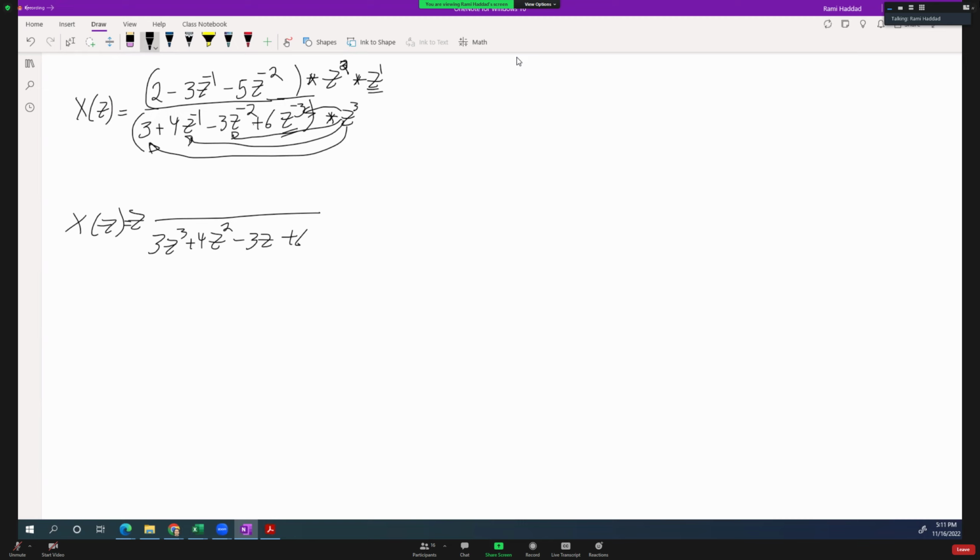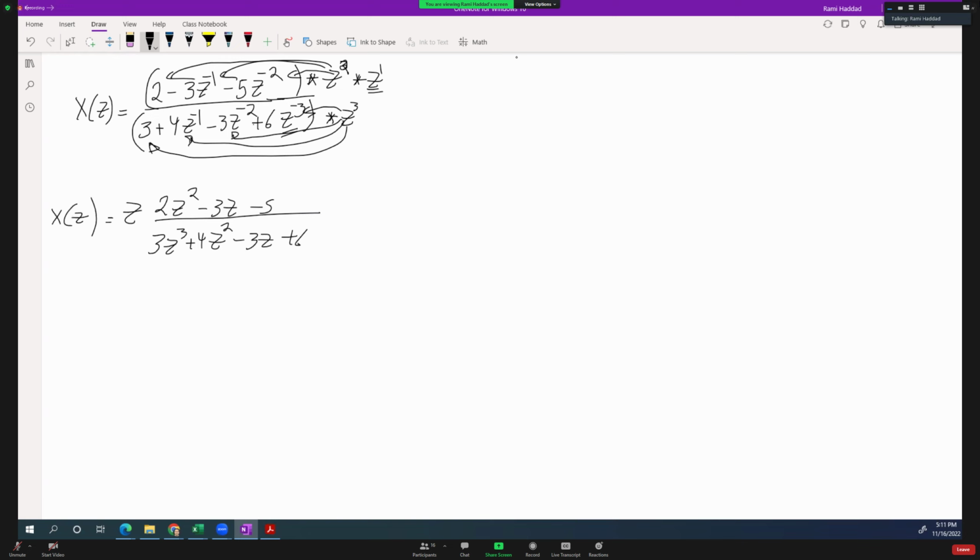And then I'm going to multiply this with each one of these values. And what do I get? I get 2z squared minus 3z minus 5. And that's how you convert a negative form to a positive form. Let me make it look nicer.